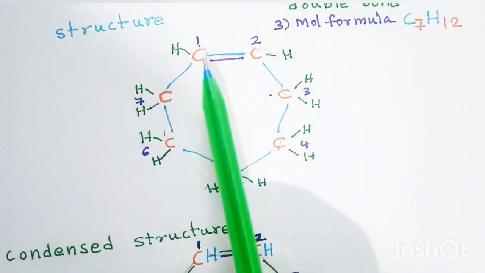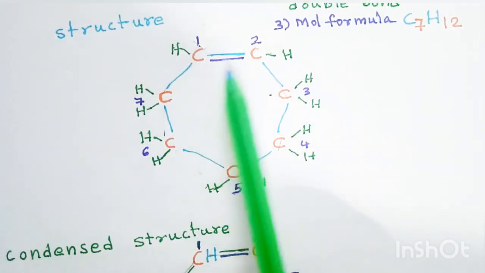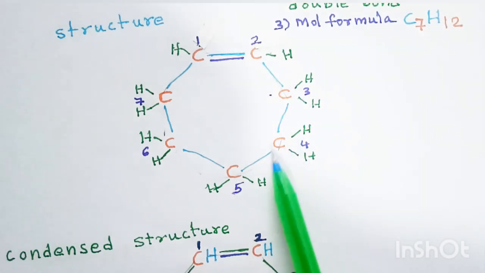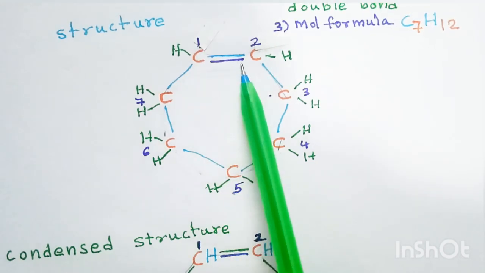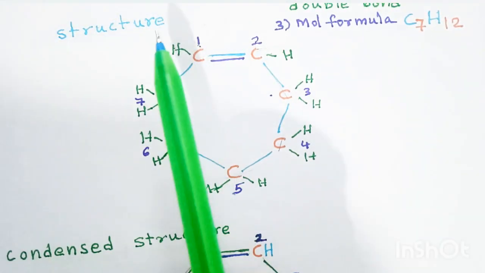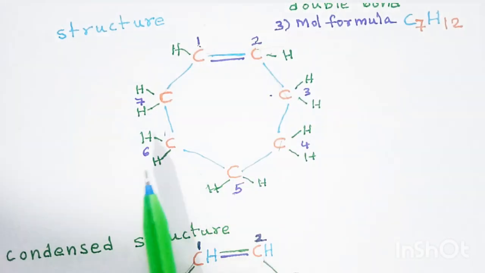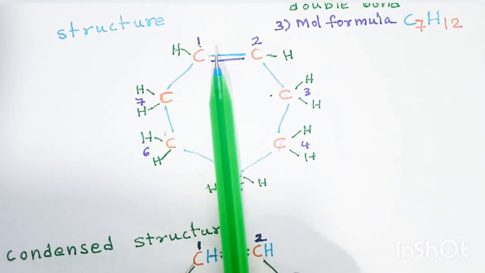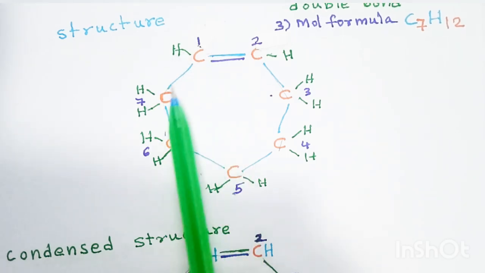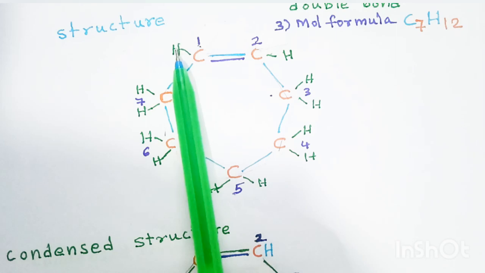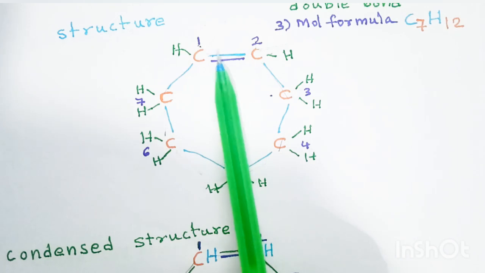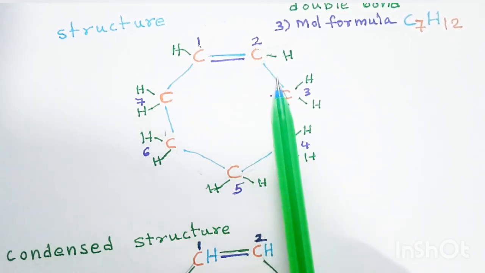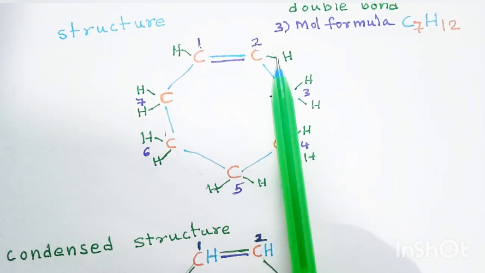Now this structure can be written like this. 7 carbon atoms are drawn in a ring-like form and 2 carbon atoms are joined by a double bond. So these 2 carbon atoms are called 1 and 2. The first carbon atom has 3 bonds. So it needs 1 hydrogen. So 1 hydrogen is attached here. The second carbon atom has 2 bonds here and 1 bond here. So it needs 1 more hydrogen bond. 1 hydrogen is attached here.